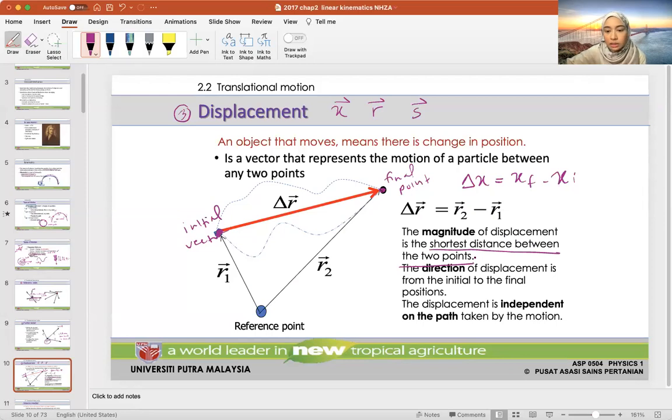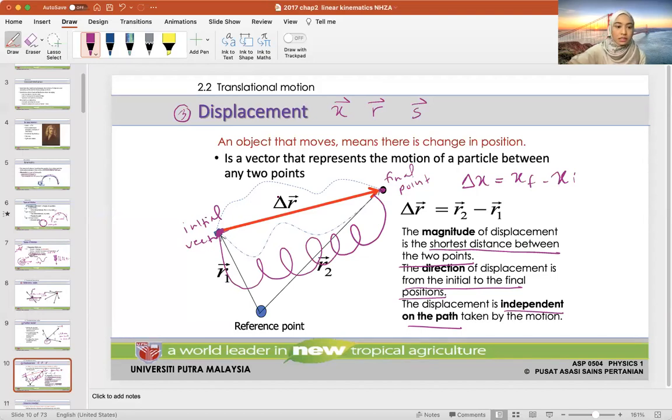I think you are familiar with this. Is the shortest distance between the 2 points. The direction of displacement is from the initial to the final position. Sama macam resultant vector kita, daripada initial kepada final. The displacement is independent on the path taken by the motion. Kalau dia nak jalan macam ni pun, tak ada orang kisah. Dia nak tahu final dengan initial.